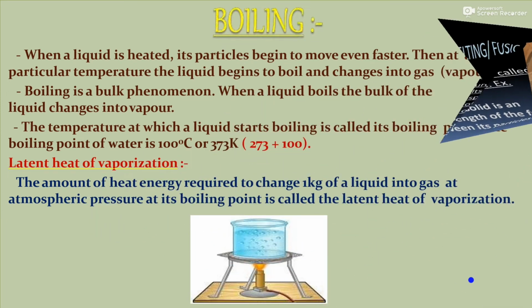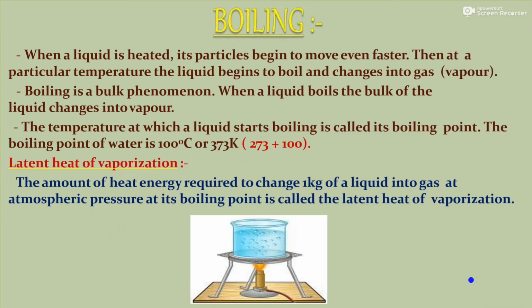Then boiling. When a liquid is heated, its particles begin to move even faster. Then at a particular temperature, the liquid begins to boil and changes into gas, that is vapor. Boiling is a bulk phenomenon. When a liquid boils, the bulk of the liquid changes into vapor. That means not only the upper surface, but the whole liquid, both below and above, boils. But evaporation occurs only at the surface. Boiling is a bulk phenomenon, meaning it occurs in both the upper and the lower portions. The temperature at which a liquid starts boiling is called its boiling point.